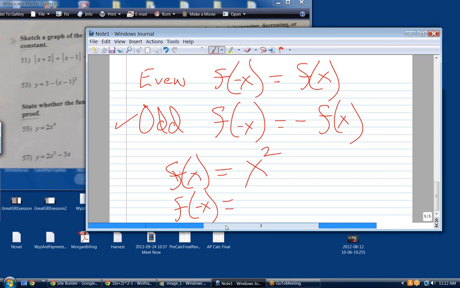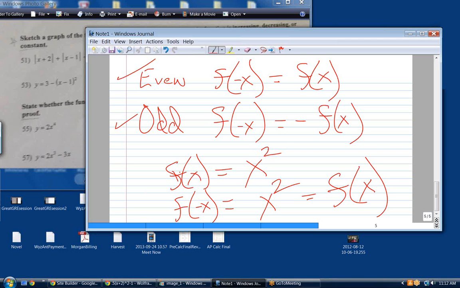What happens when you plug in minus x? What do you get? An even. You get x squared, right, which is the same as f of x. Since f of minus x is equal to f of x, it's even. Notice that it has an even exponent. That usually makes it even, unless it's in combination with an odd exponent, and then it wouldn't be.